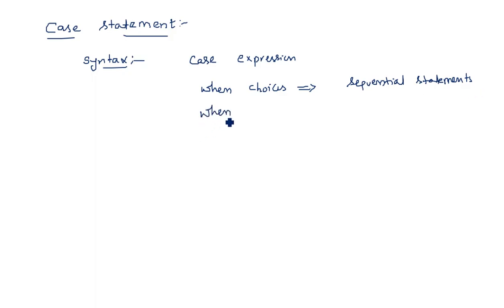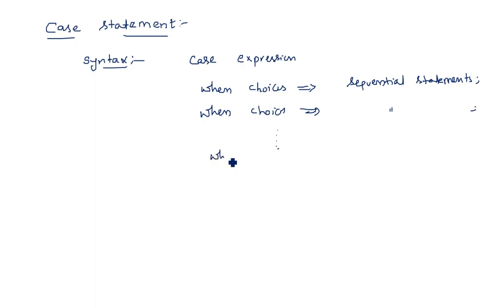Again, when choices, sequential statements. There are several choices irrespective of count. For example, if you take a 3-input selection line for a multiplexer of 8x1, then 000 to 111 are the choices. So when 000 output is equal to I0, when 001 output is equal to I1, like that we will write up to 8 choices.